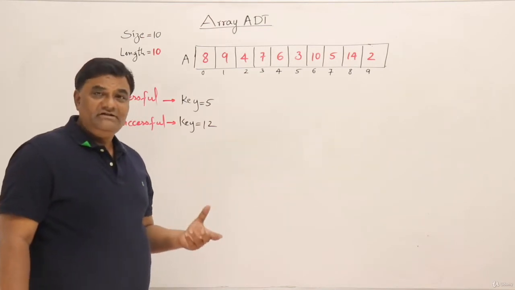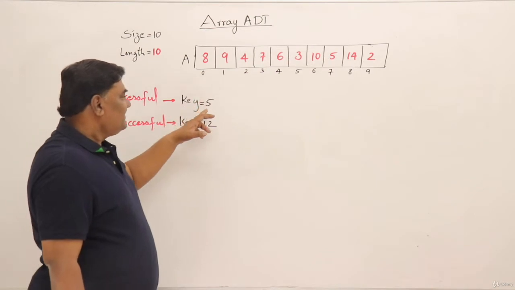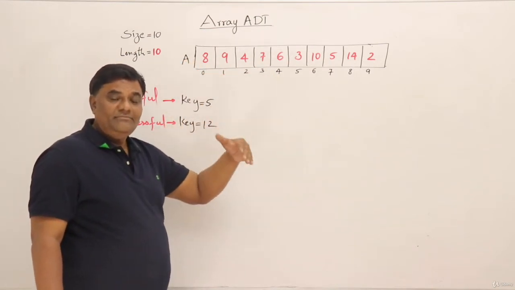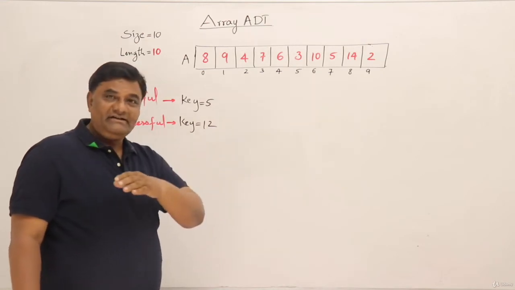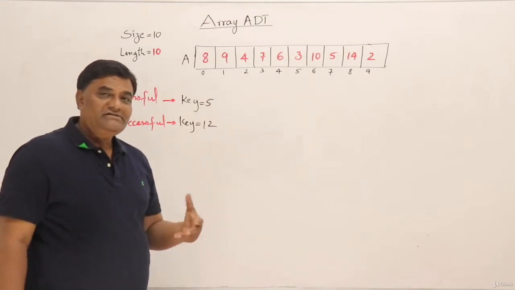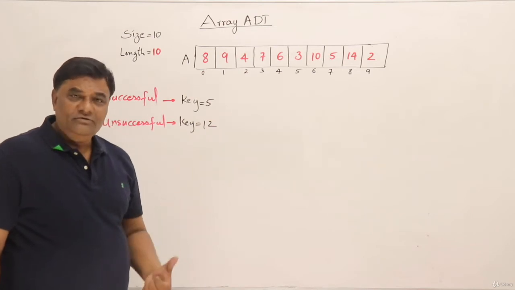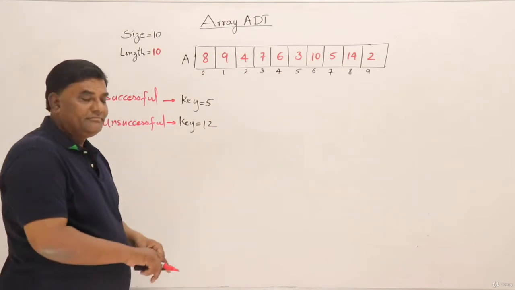So for searching for a key element, we start comparing the element from the 0th index onwards, and every time we move on to the next element. So it is just like traversing a list. This can be done using a for loop, or even if you want, you can use a while loop. So I'll first show using a for loop.